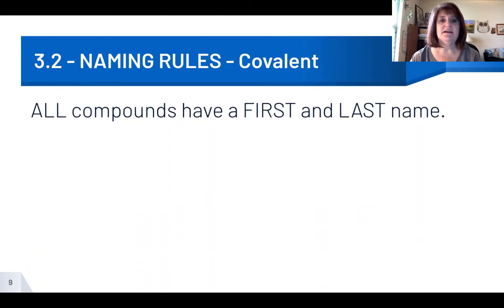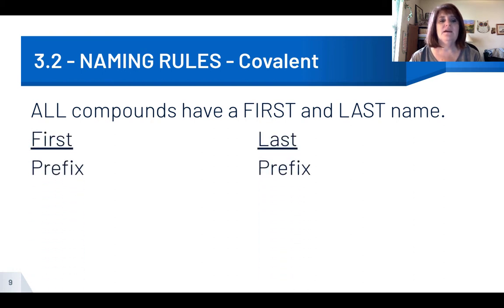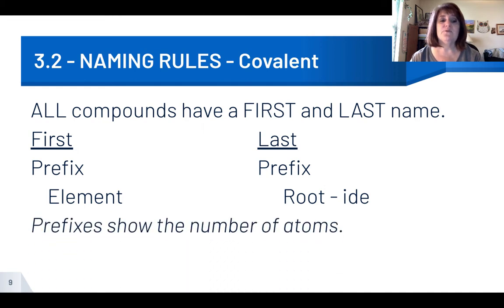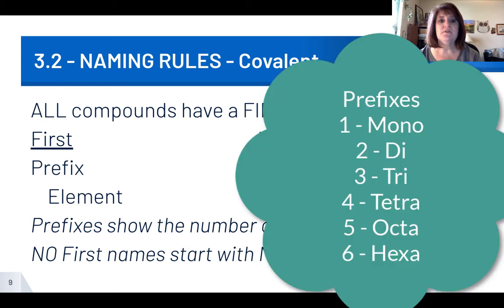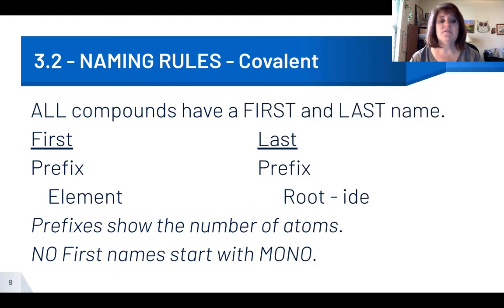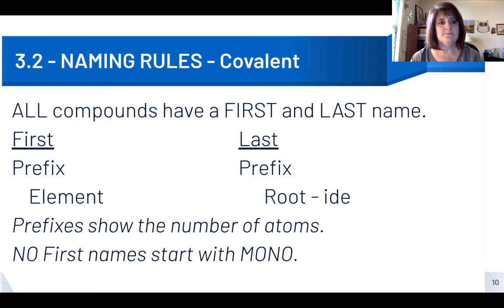For covalent, again, everything has a first and last name. And these begin with prefixes. Now, the prefix shows the number of atoms, but remember, no first names will ever start with mono. You should already have a list of your prefixes somewhere. The first name is the prefix, not mono, and then the element name. The last name goes in the prefix root-ide system.